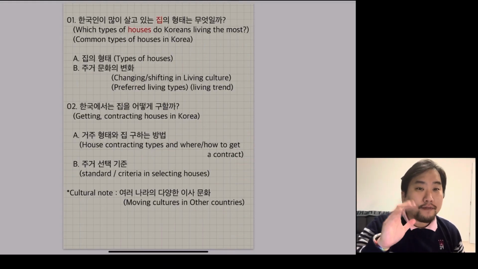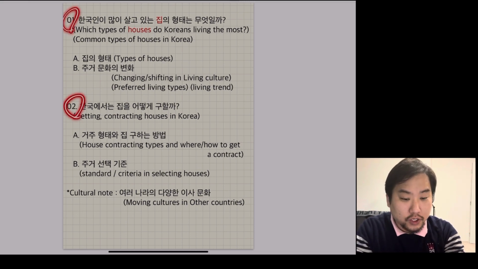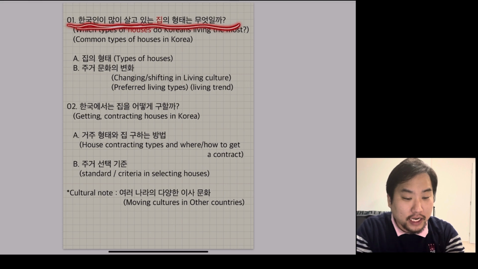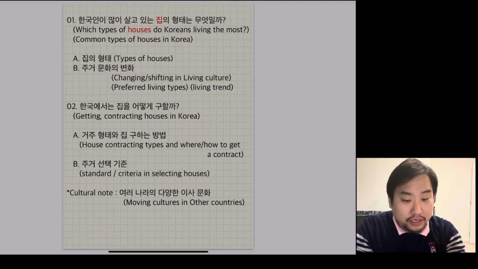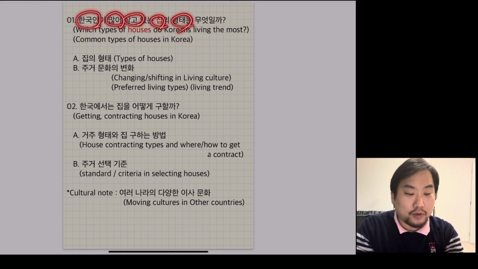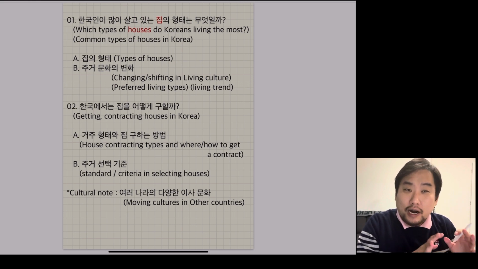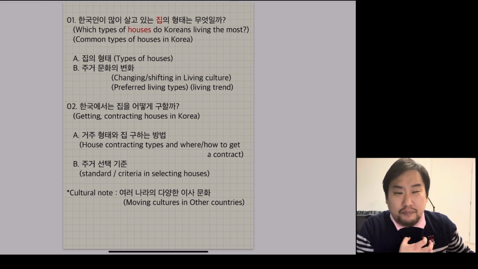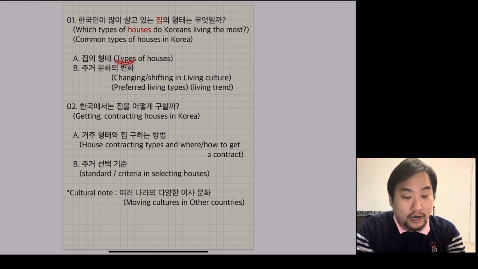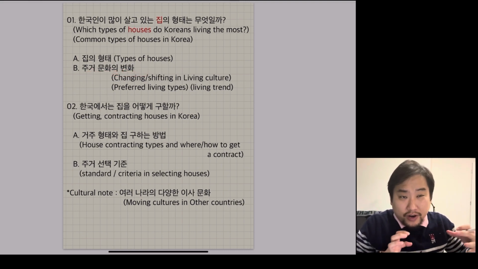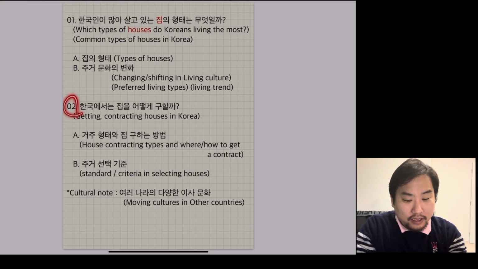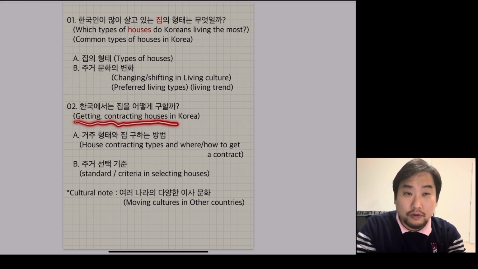In this Unit 5, we are dealing with two parts. The first part is 한국인이 많이 살고 있는 집의 형태는 무엇일까? My liberal translation is common types of houses in Korea. The literal translation is Koreans many living house type. So which types of houses do Koreans live in the most? It means the preferred house type. First we are going to deal with the types of houses and the shifting trend in living culture. And the second part is getting or contracting a house in Korea.